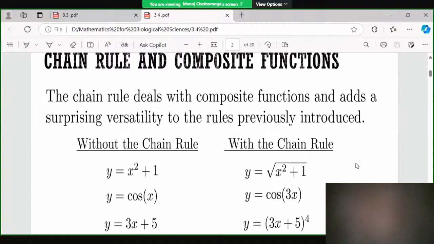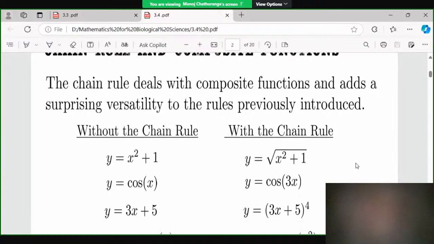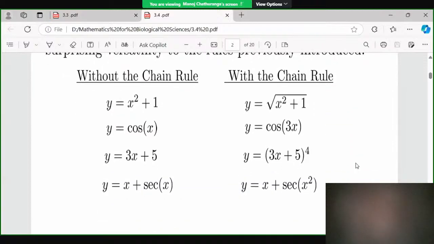With this, we can differentiate any function. Without the chain rule, we could differentiate these left-hand side functions: x squared plus 1, cosine x, 3x plus 5, x plus secant x. Now look at the right-hand side.